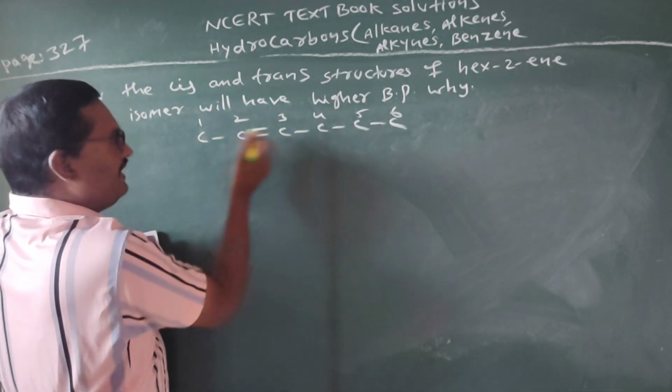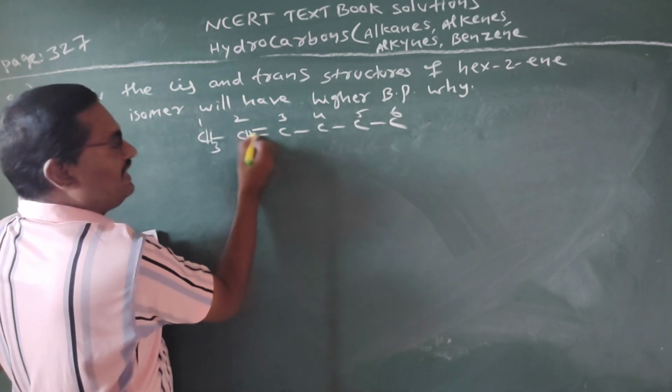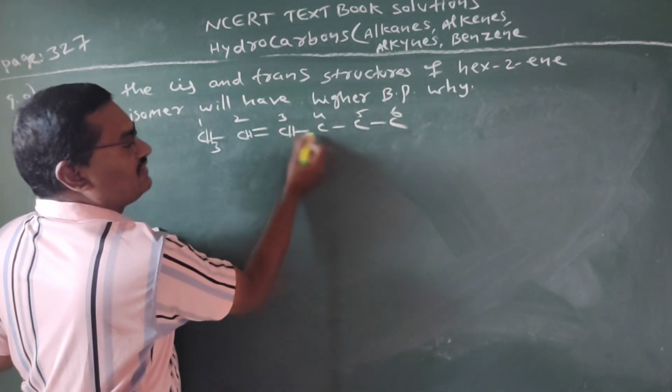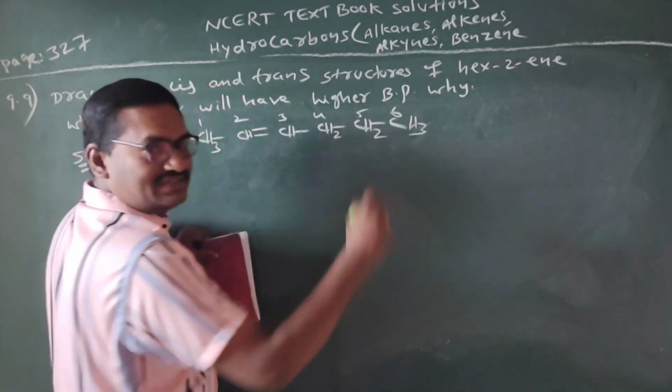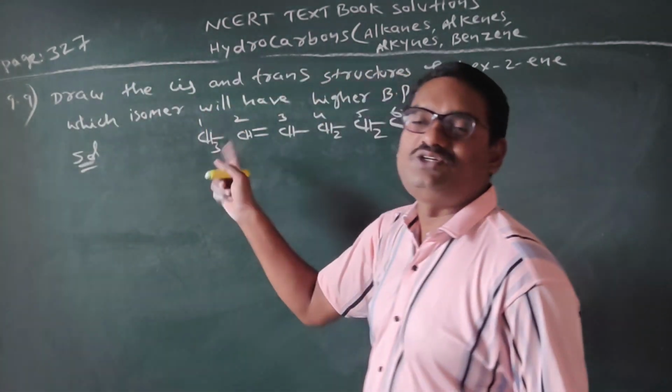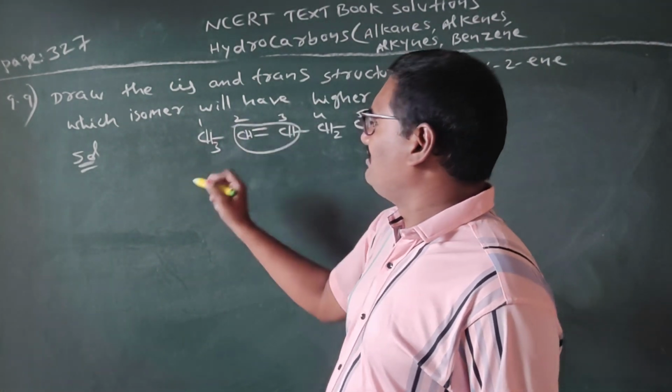Here the remaining hydrogens: 3 hydrogens, 1 hydrogen, 1 hydrogen, 2 hydrogens, 2 hydrogens, 3 hydrogens. So this is the structure of hex-2-ene. Here it is the double bond.